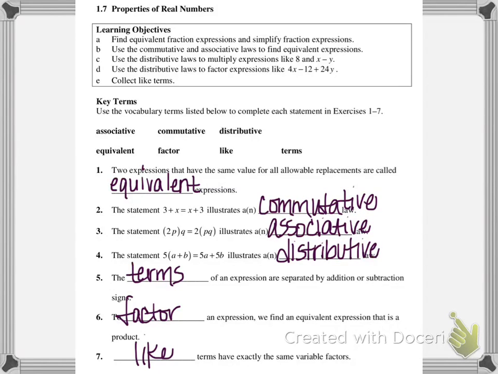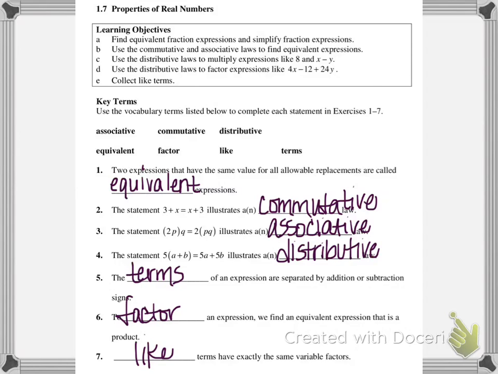In this lesson, we're going to look at properties of real numbers. There's a lot of unique properties that happen when you're dealing with numbers, certain things that you can do, and you're probably well aware of these, you just did not know that they had names. So the first problem, two expressions that have the same value for all allowable replacements are called equivalent.